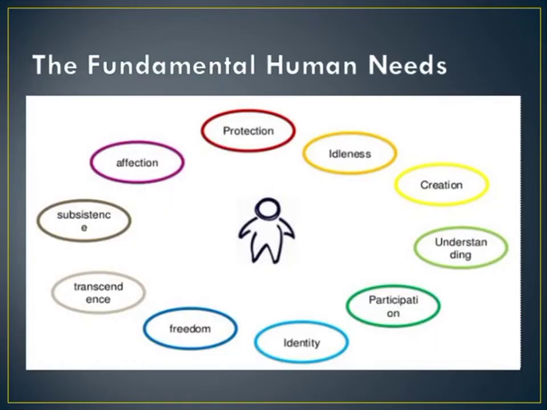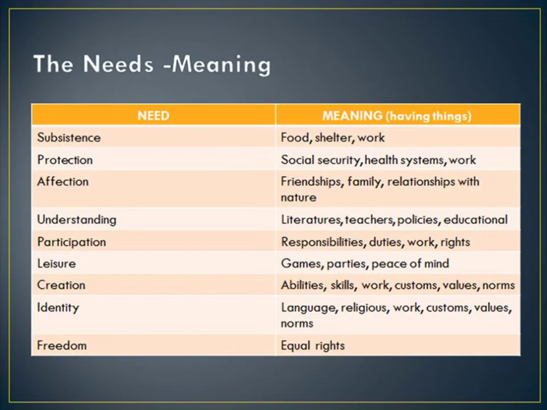So we have here the fundamental human needs. These are the protection, idleness, creation, understanding, participation, identity, freedom, transcendence, subsistence, and affection. We have here the list of the needs and their meaning. For the need of subsistence, we have things like food, shelter, and work. For the need of protection, we have social security, health systems, and work. For the need of affection, we have friendships, family, relationships with nature.